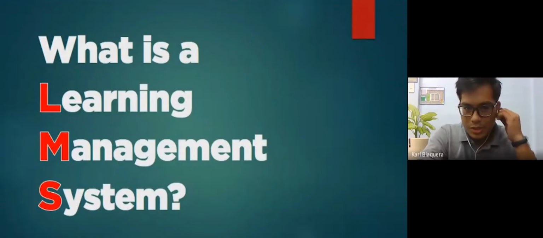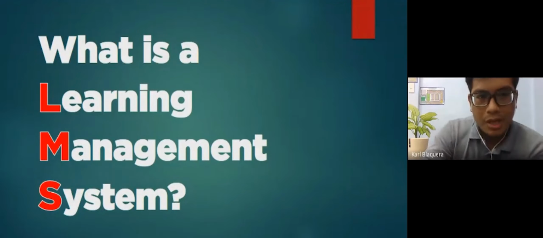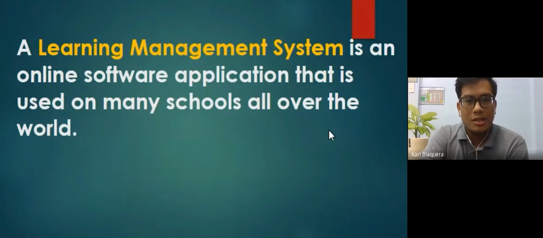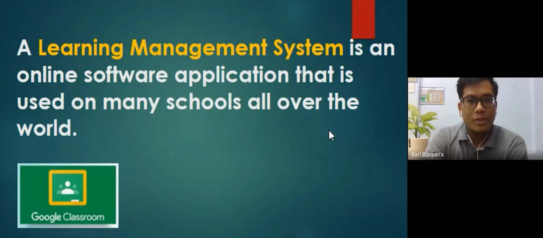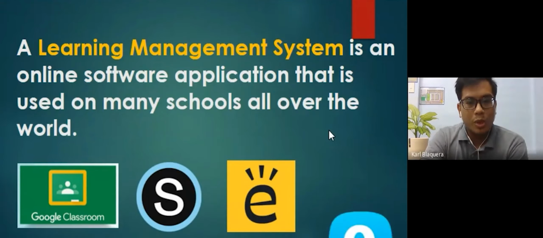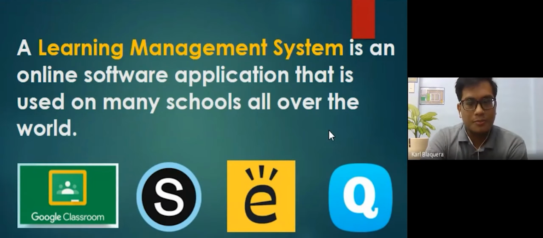All right. So, what is a learning management system, or LMS for short? A learning management system is an online software application that is used in many schools all over the world. It is mainly used in colleges and universities. There are many types of LMS, for example, Google Classroom, Schoology, Edmodo, Quipper, and many more.